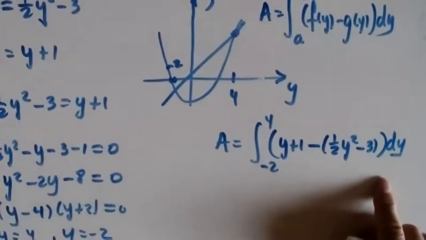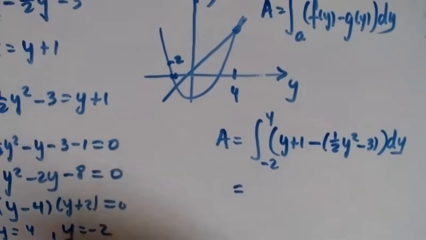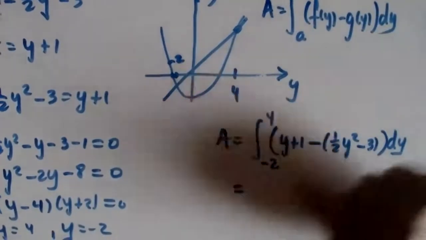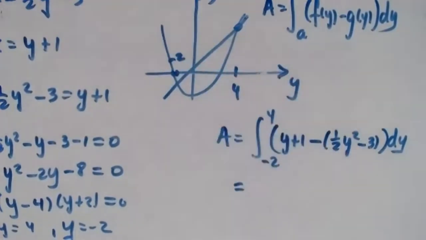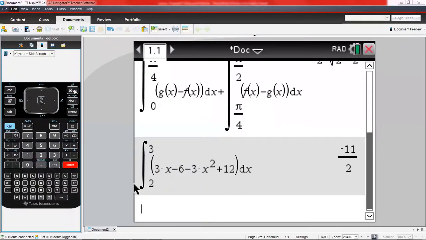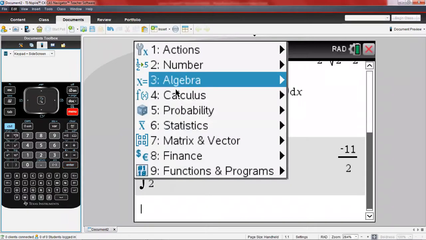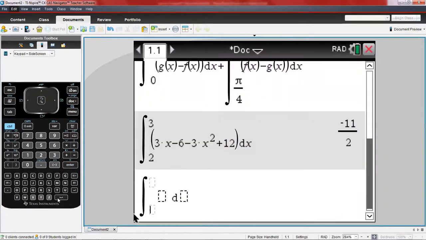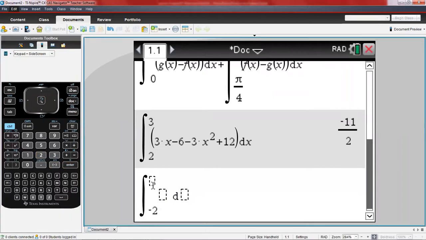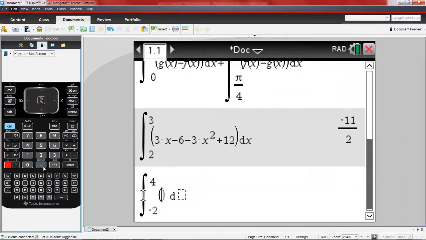So you see, you repeat the same reasoning with a different variable. And again, we go to the calculator. The only thing is, in the calculator, you have to use x, not y. So: menu, calculus, integral. Then you put here -2, and here a 4, parentheses, and then x plus 1 minus 1/2 x squared plus 3.